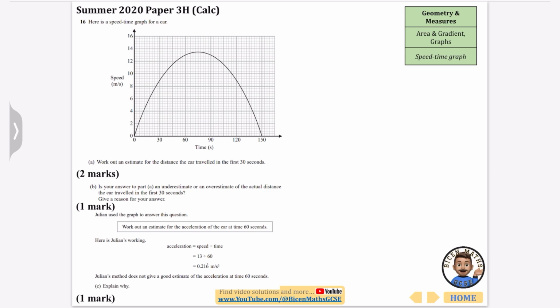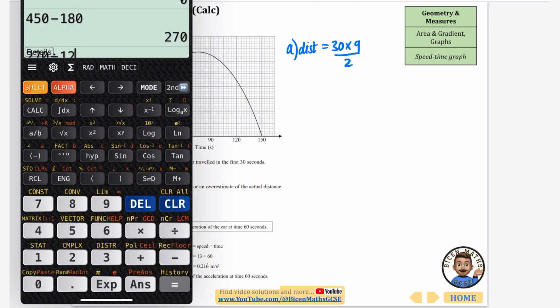The question wants us to work out an estimate for the distance the car travelled in the first 30 seconds. Because it's just an estimate, they don't ask us to do any number of strips or anything. I think we're just going to go to this 30 seconds and draw in a triangle and find out the area of that. So for part A of the question, the distance is simply going to be 30, the base, multiplied by the height. It looks like it's going all the way up to 9. 30 times 9 divided by 2, and that is 135 meters.